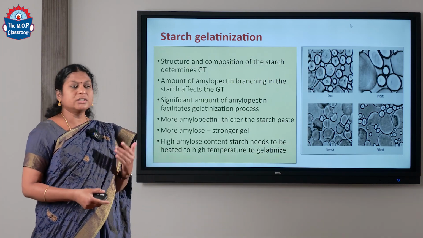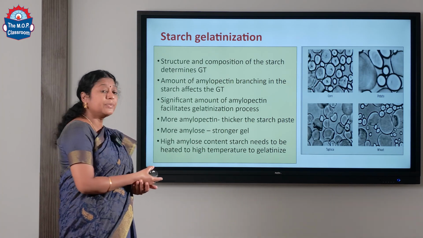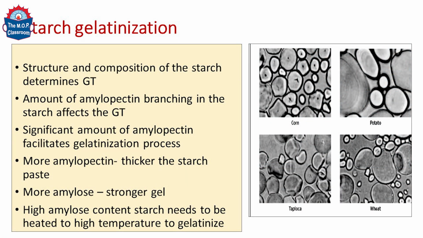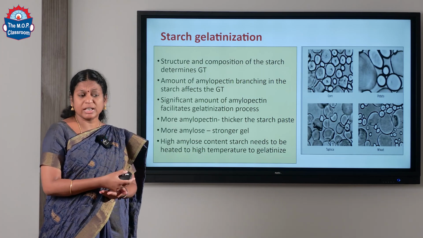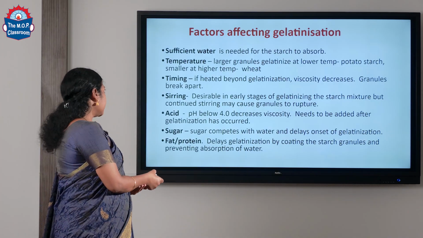The structure and composition of the starch will also determine the gelatinization temperature. The amylopectin, the number of branchings the amylopectin has, will also determine the gelatinization temperature. And we should remember that the more the amylopectin, the thicker the starch paste will be, and the more the amylose, the stronger the gel will be. And if it is a high amylose content starch, then it needs a higher gelatinization temperature.